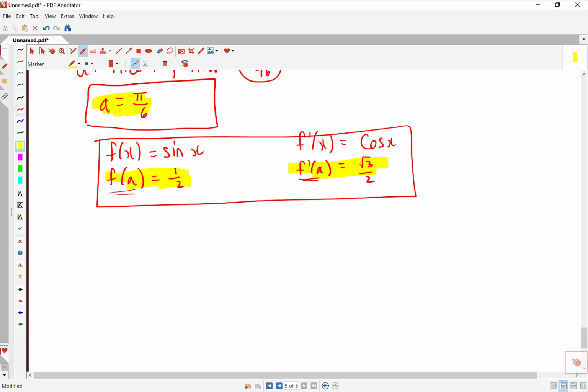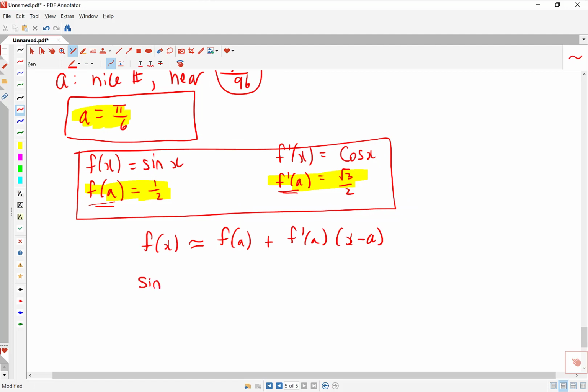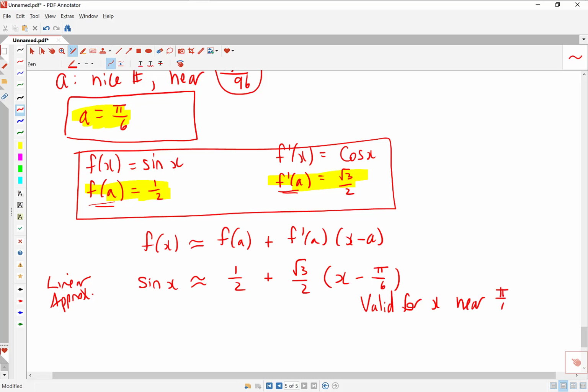I think I'll just recopy the linearization formula so that we can see it in front of us. So f of x is approximately f of a plus f prime of a times x minus a. Our function is the sine function, so we're saying sine of x is approximately this number f of a, 1/2, plus √3 over 2 times x minus pi over 6. So we have subbed in a all the way across that formula. The only variable left is x. This is our linear approximation, or linearization, of the sine function. And that's valid for any x value that's near pi over 6.